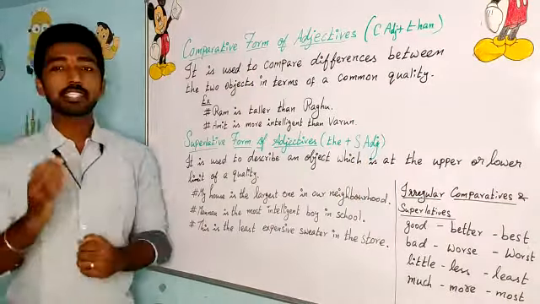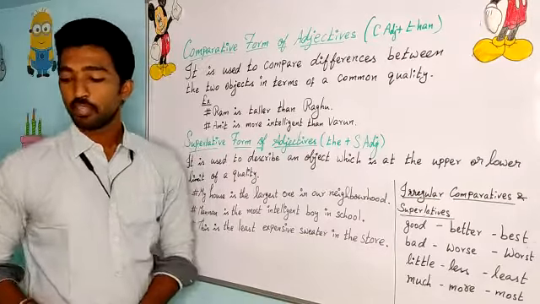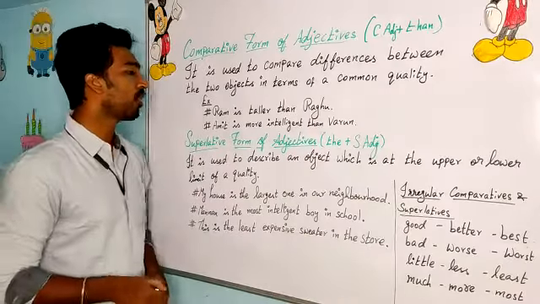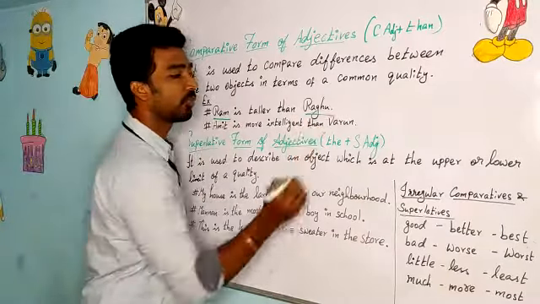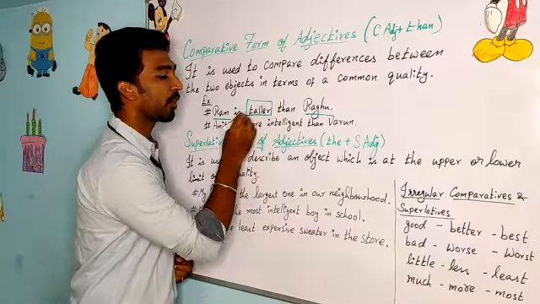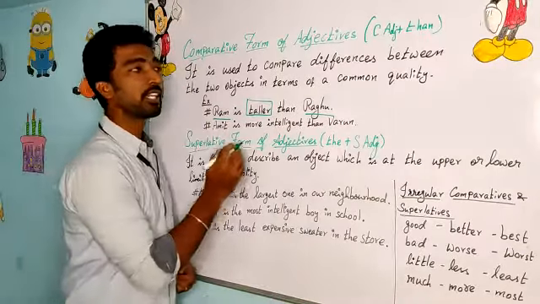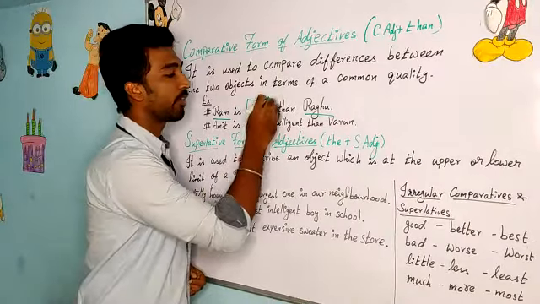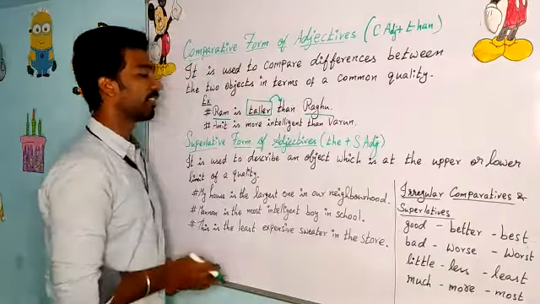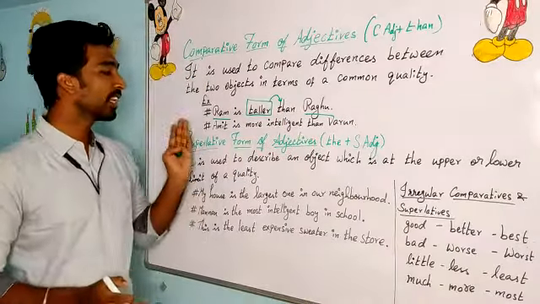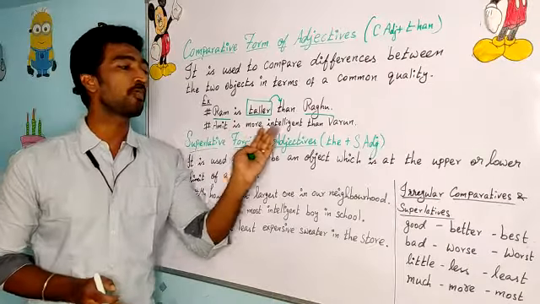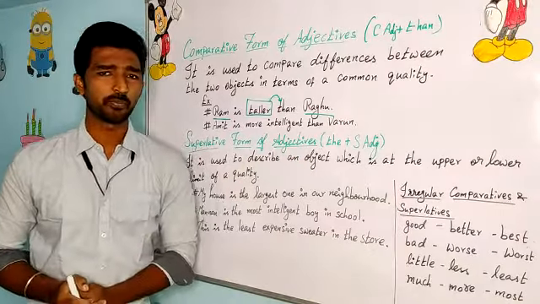Ram is taller than Raghu. Here we have compared two nouns, Ram and Raghu. Both are nouns and we used taller, the comparative form of the adjective. Yes, as per the rule, it is followed by the word than. Ram is taller than Raghu. And the next one, Amit is more intelligent than Varun.